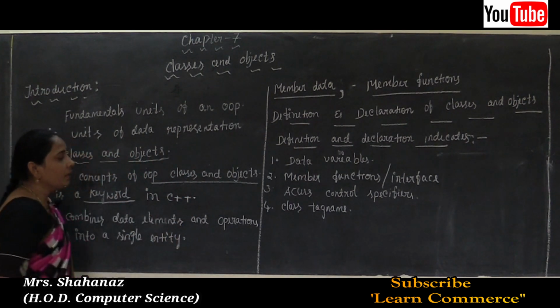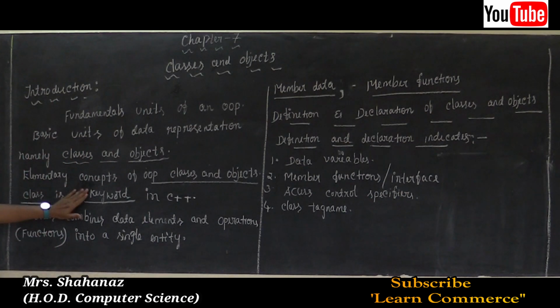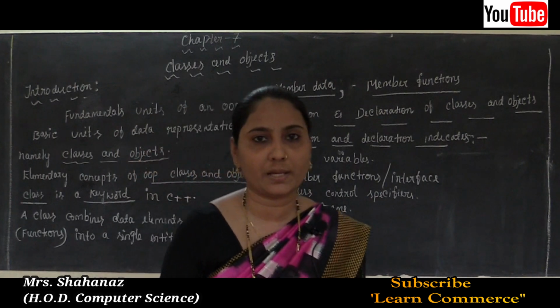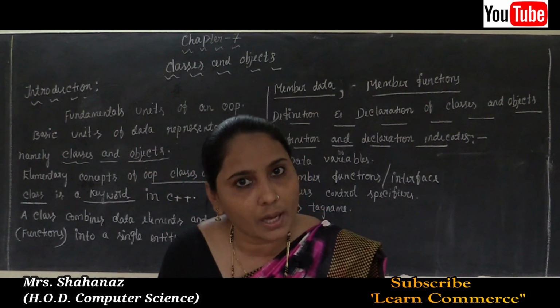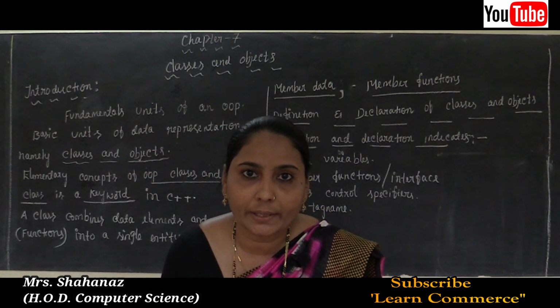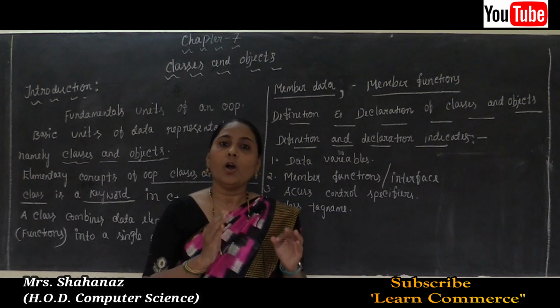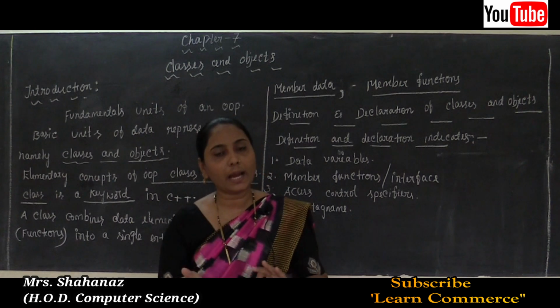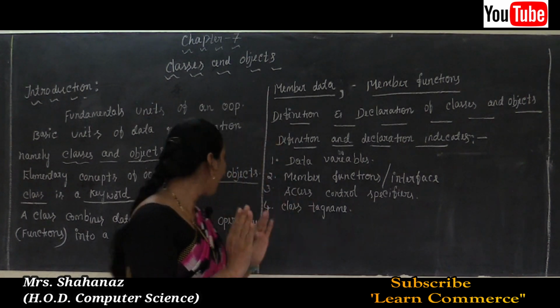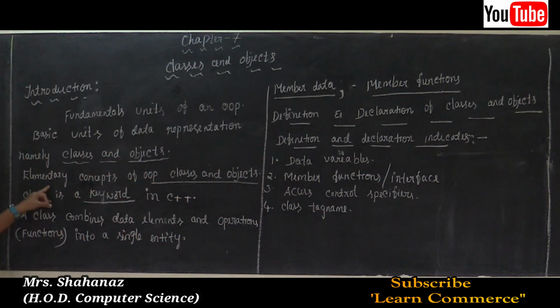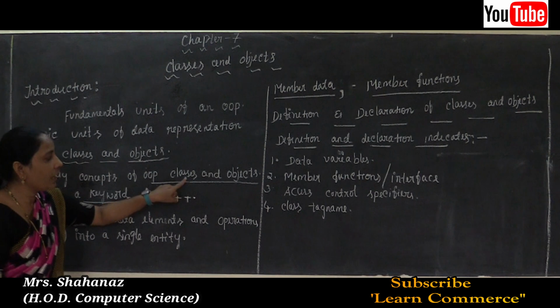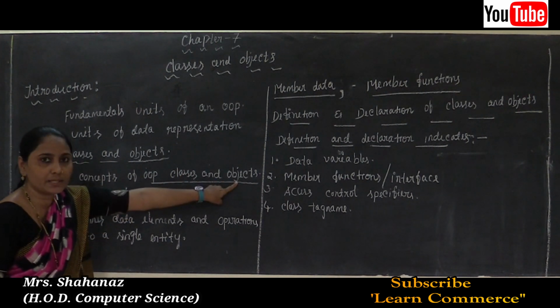We know the classes, why? Because a class is a keyword in C++. We know the meaning of the class: a class is a template from which objects are created. That means the class combines data and functions. But before going further, I already said the elementary concepts of object oriented programming are the classes and the objects.